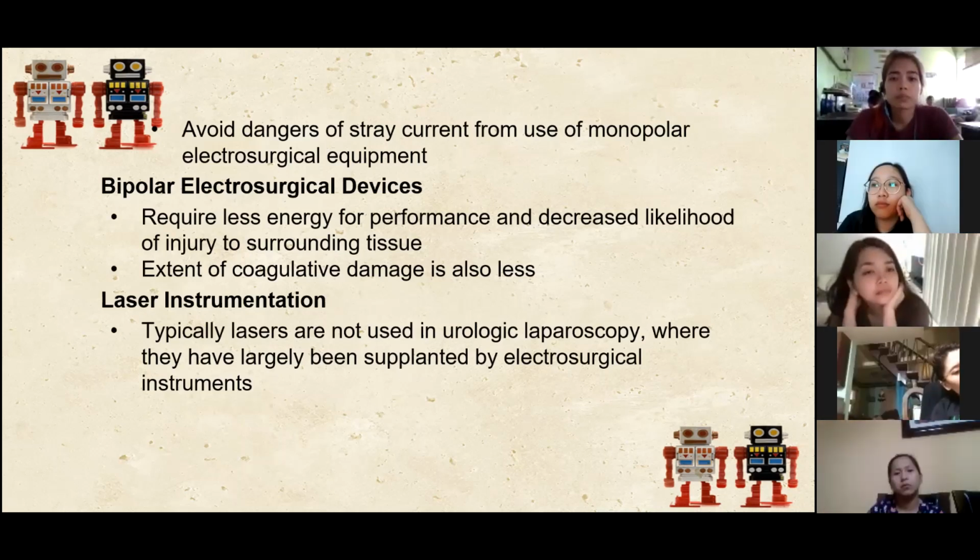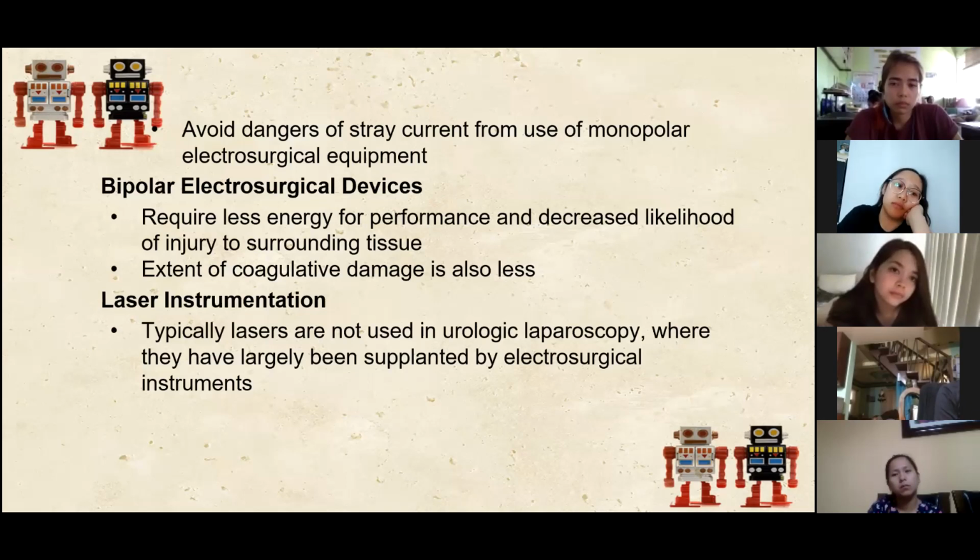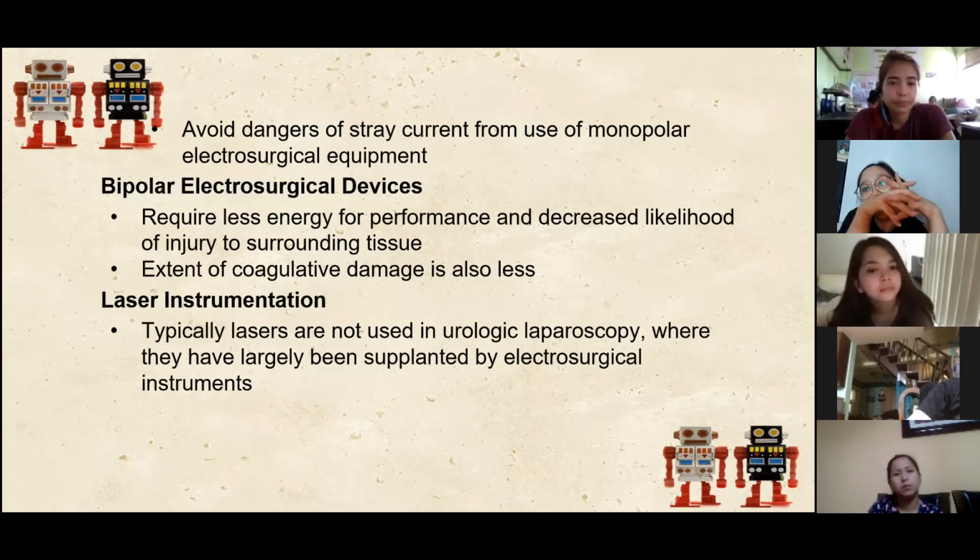Your bipolar electrosurgical devices require less energy for performance, and there is a decreased likelihood of injury to surrounding tissue because electrical current is only passing from one jaw of the instrument to the other, precluding potential problems of capacitive coupling. The extent of coagulative damage is also less. Typically, lasers are not used in urologic laparoscopy, where they have largely been supplanted by electrosurgical instruments.